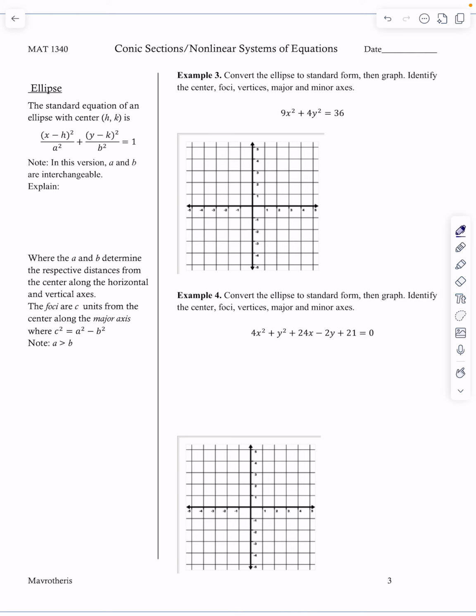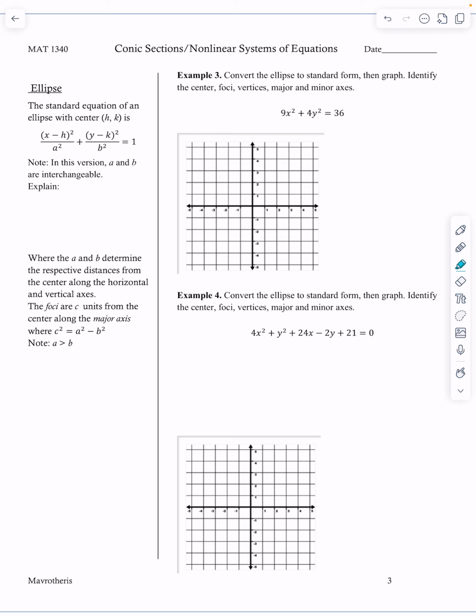Okay, here are the Conic Sections notes. This is page 3. We're going to talk about ellipses. And an ellipse is an oval, kind of like a squashed circle. Okay, so you're going to notice the equation kind of looks like a circle with one change.